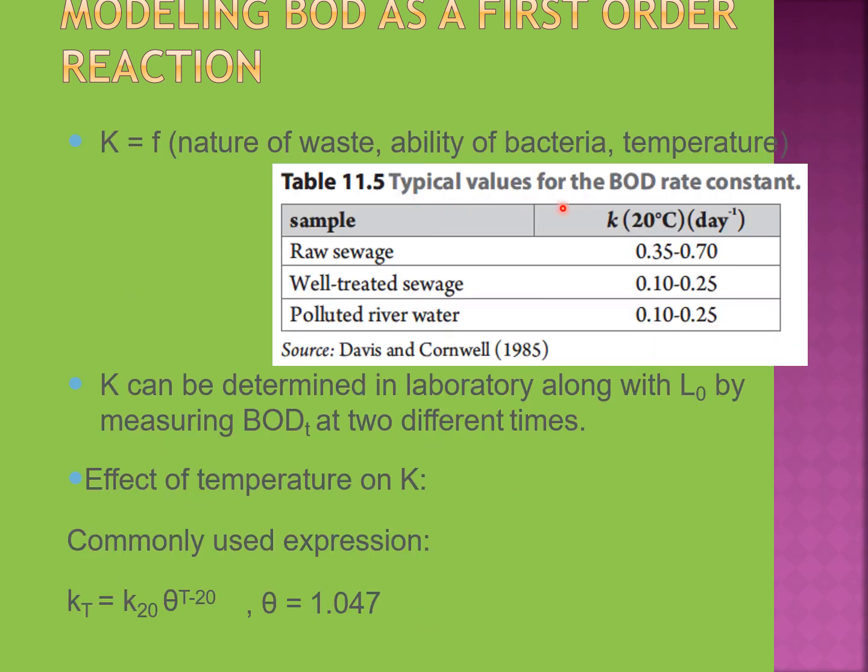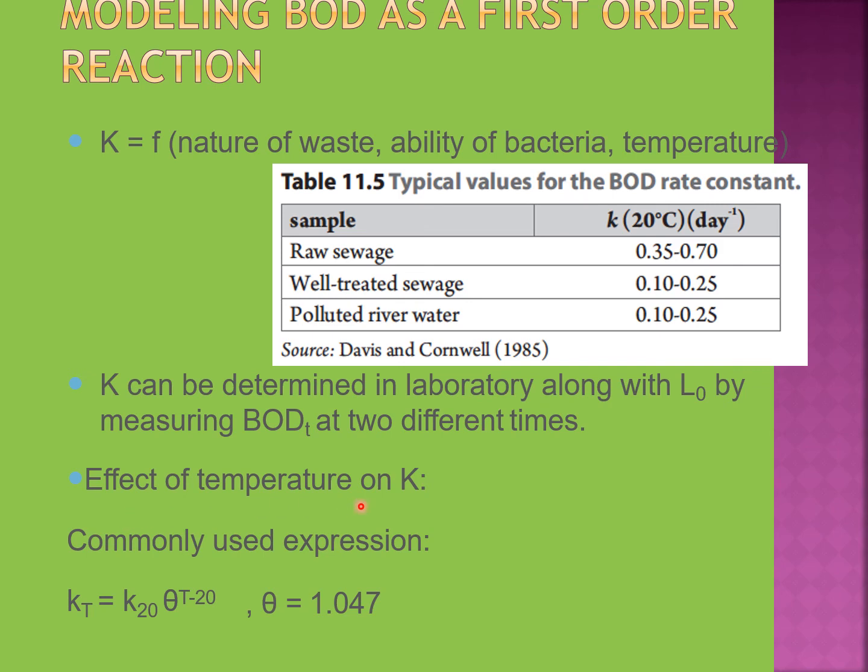These are the typical values for the BOD rate constant. For raw sewage, the value of k will be 0.35 to 0.70. For well-treated sewage, it will be 0.1 to 0.25. For polluted river water, it will be 0.1 to 0.25. The value of k can also be determined in the laboratory along with L0 by measuring BODt at two different times.